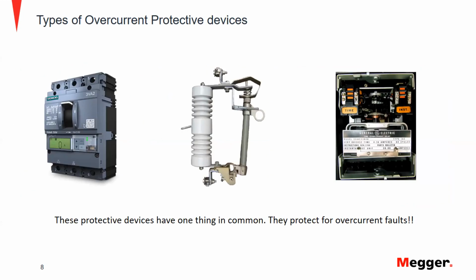Now, these are different types of overcurrent devices. These devices will protect against current faults. And how they perform this type of protection will be different for every type, but the overall principle is the same. They're still protecting the device for some type of overcurrent condition. The first one that you have is a molded case breaker.